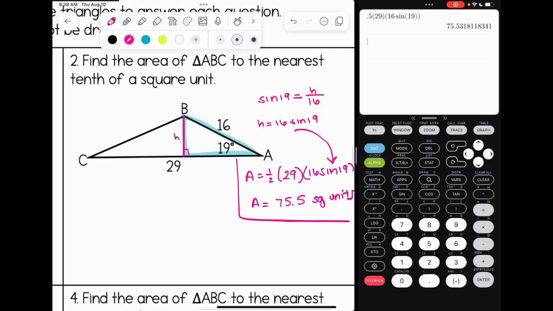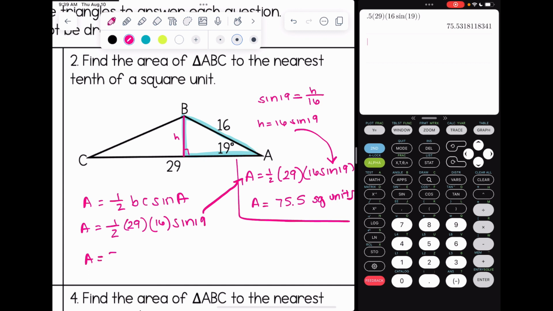So we know angle A here, so that means I'm going to pick the same formula as last time. A equals 1/2 BC sine A. B is the side opposite angle B, that's 29. C is the side opposite angle C, so 16. And sine of 19, you'll see that this matches, and that means we're going to once again get 75.5 square units. So both of these methods are completely valid.